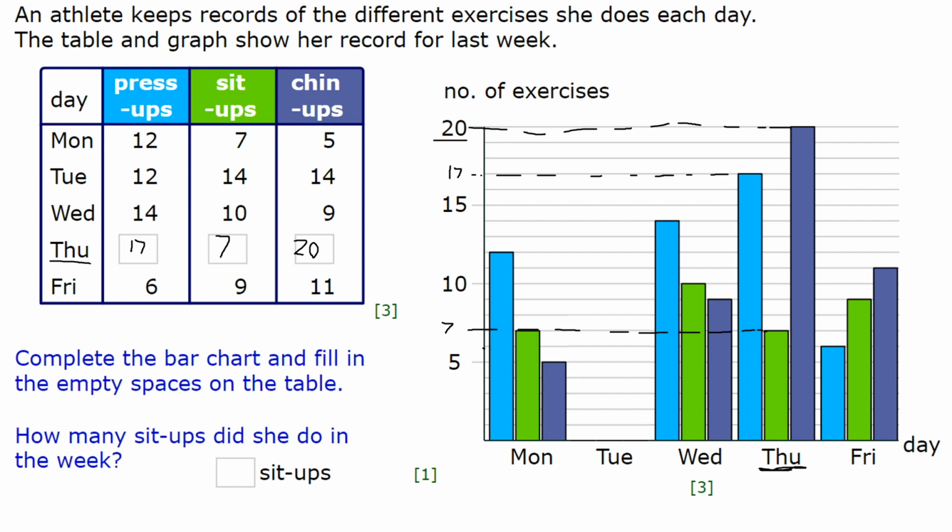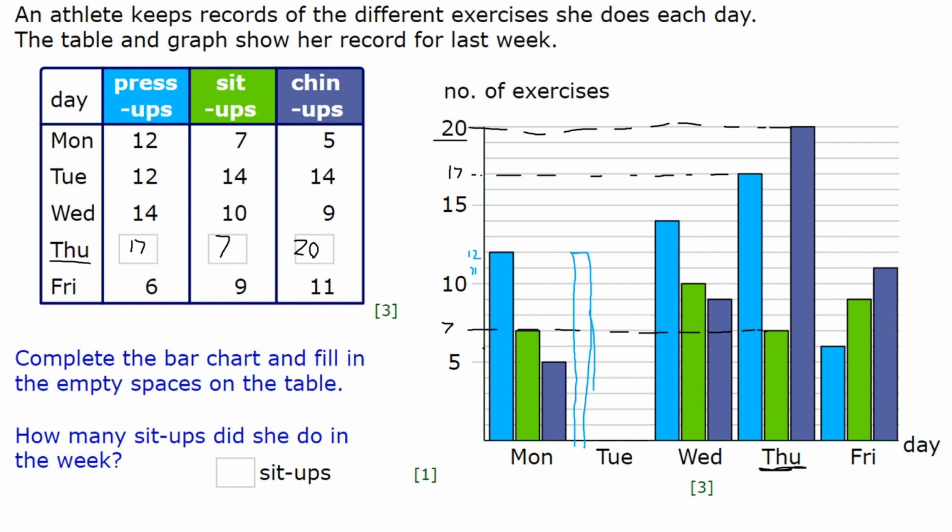Now, let's work out how many press-ups, sit-ups, and chin-ups she did on Tuesday. We know she did 12, 14, and 14 respectively, but how are we going to plot that? Well, first let's go with press-ups. For press-ups, you know that she did 12. So let's go to 12, which is, this is 10, this is 11, therefore this is 12. So we can say that she did 12 press-ups, and we can put the bar chart like this.